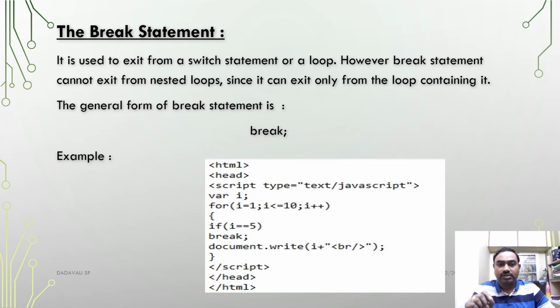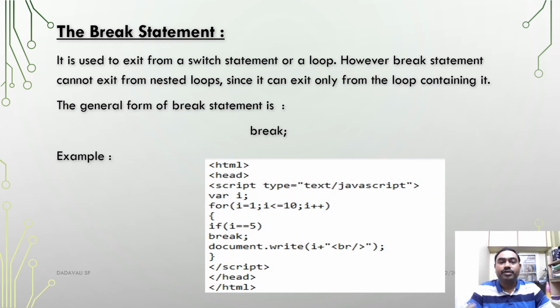So in this case, I equals 1, 1 is less than or equal to 10, the condition is true, so it enters the loop. Then you check the condition, I compared to 5, the condition is false, then document dot write prints the I value, 1. Then I is incremented, I plus plus, again the I value is 2, 2 is less than or equal to 10, again it enters the loop. Once again you check the condition compared to 5, it is false, then it prints the value 2. Same for 1, 2, 3, 4. When it reaches 5 compared to 5, the break statement will be executed, so it exits from the loop.